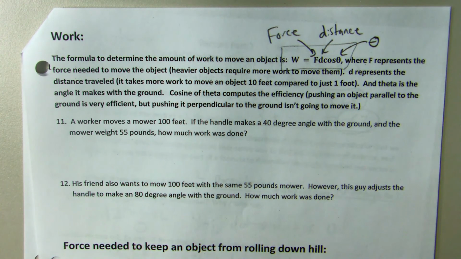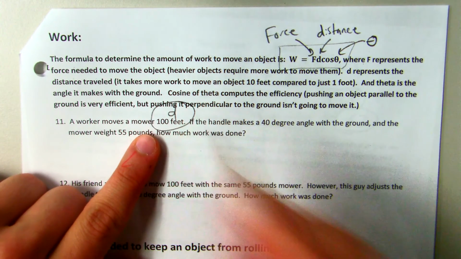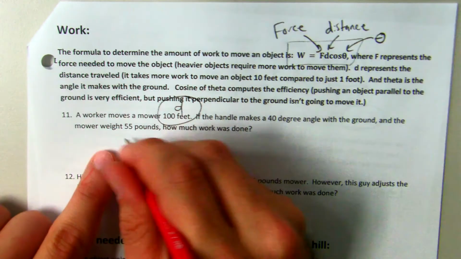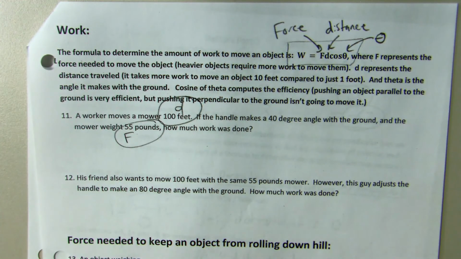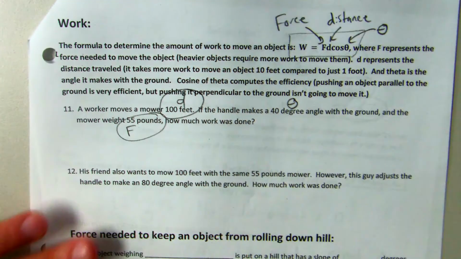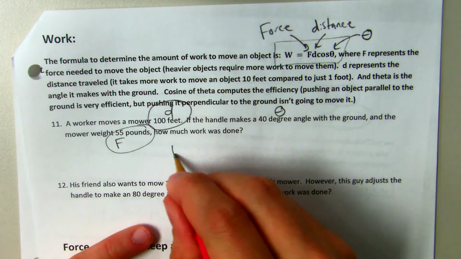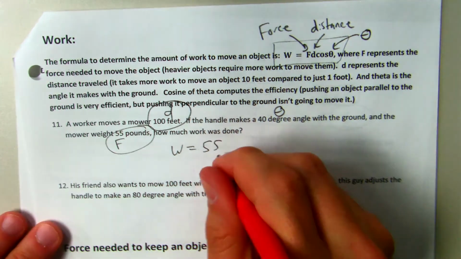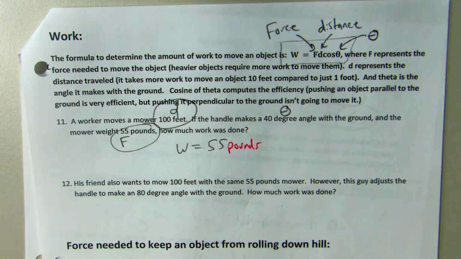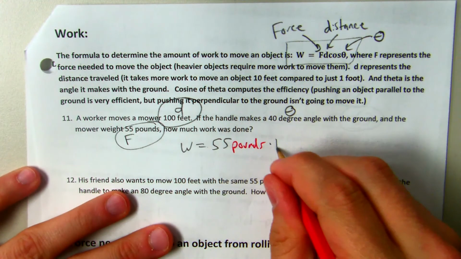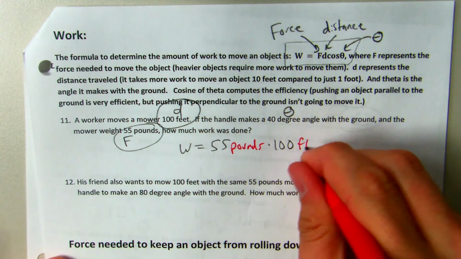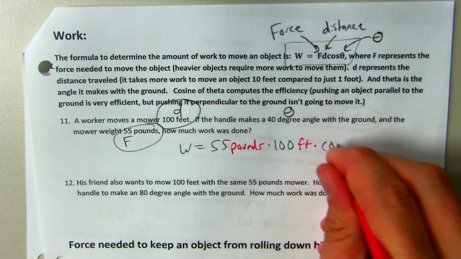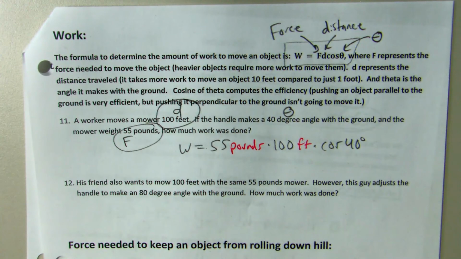Now, since we don't spend much time on this, there's not really any variation for these. We'll tell you the distance. We'll tell you how much force has to be applied. And we'll tell you the angle that it makes with the ground. So as long as you know that work is force, and I would like you to write the units there too, 55 pounds times the distance, 100 feet, times the cosine of 40 degrees. That's all they'll expect you to do.